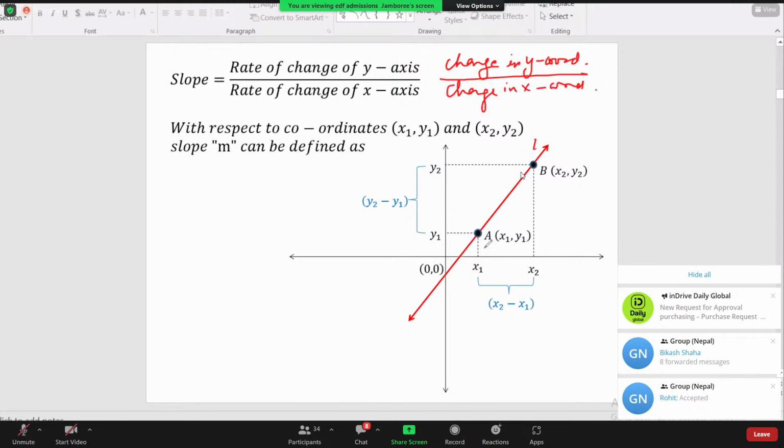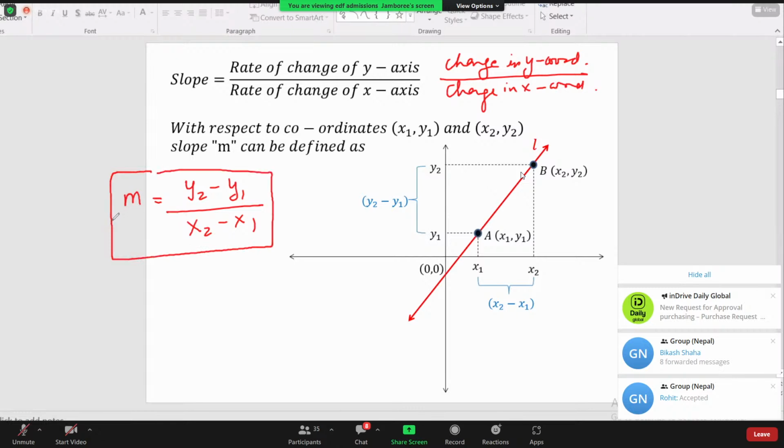Let's say a line is passing through the points x1 comma y1 and another point x2 comma y2. To find out the slope of the line, which is denoted by the letter m, I'll simply calculate it as y2 minus y1 divided by x2 minus x1. So it's all about change in y coordinates divided by change in x coordinates that gives you the slope of the line. Just be conscious about this fact that if you are taking y2 first in the numerator, you need to take x2 first in the denominator.